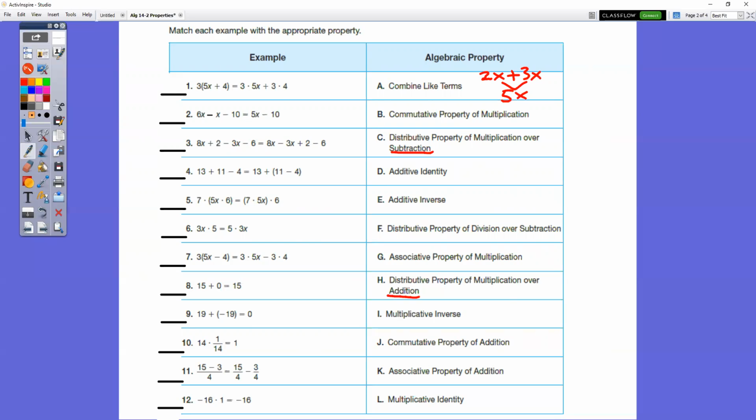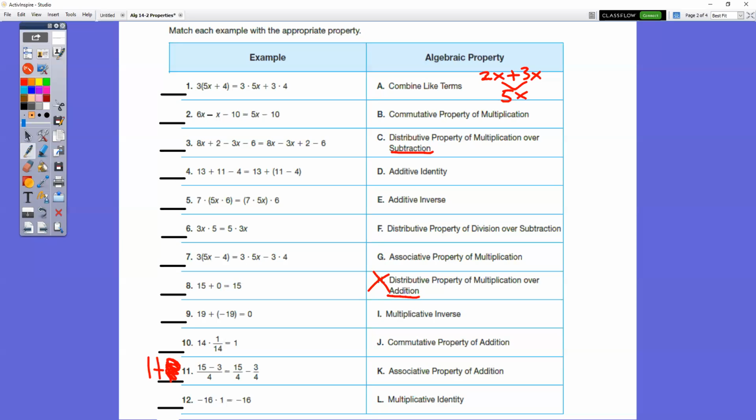Distributive property of division over subtraction. That's actually what this one is right here. So for number 11, write in F. F is distributive property of division over subtraction. Notice how we have 15 minus 3 all over 4, and we just split it to be 15 over 4 minus 3 over 4. We don't really see that one too often. I wouldn't really worry about that. That one won't be on your quiz, and I wrote F instead of H. That was my bad.